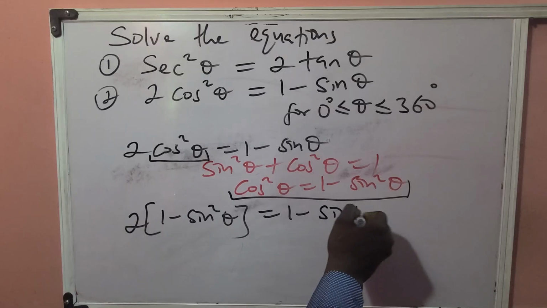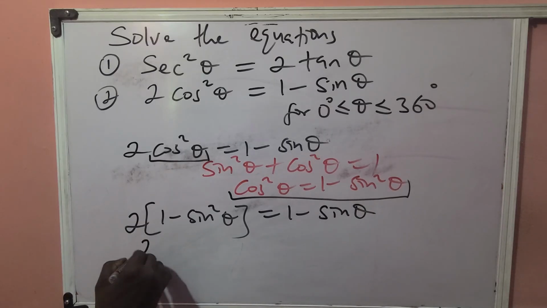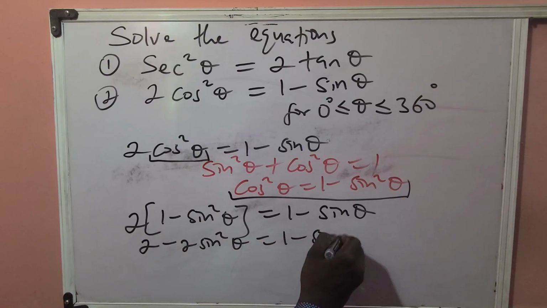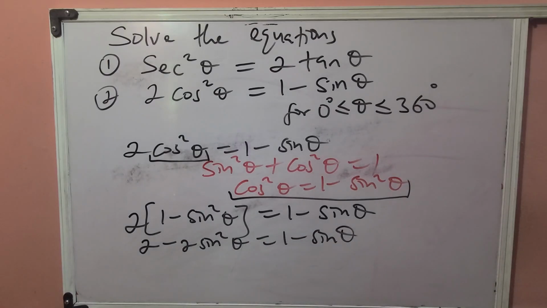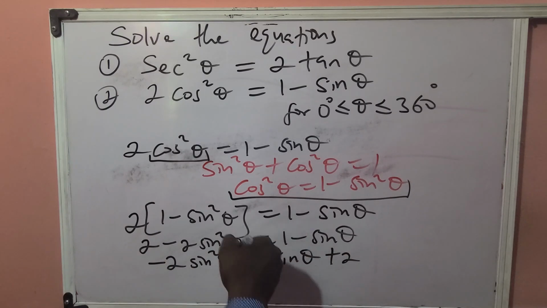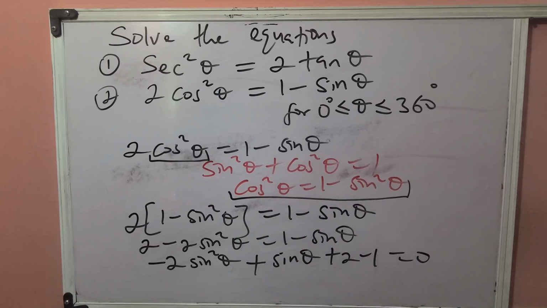Equals to 1 minus sine theta. So in this case, I have 2 minus 2 sine squared theta equals 1 minus sine theta. Now I can go on to arrange this properly. And if you do that, you have 2 sine squared theta plus sine theta, then this is plus 2, then bring this in, this will be minus 1 equals 0. You can see this looks very much similar to that of a quadratic expression. Obviously, 2 minus 1 will be 1, so I can change this to 1.